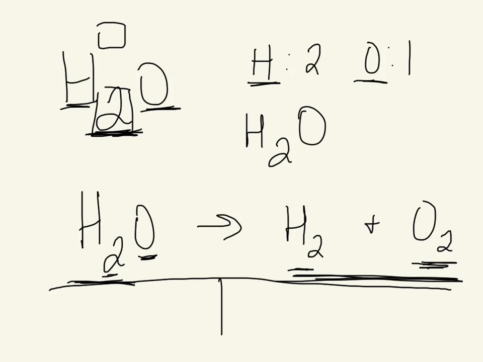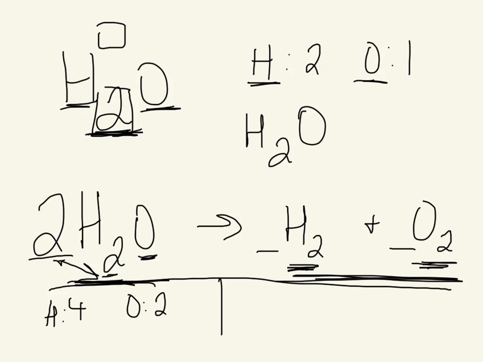So what I would do, and the only thing you can do, is write big coefficients in front of each compound. I put a big 2 in front of the water. That 2 applies to everything in the water molecule, so you multiply the numbers here. That means I have 4 hydrogen now and 2 oxygen. Over here, on the product side, you can see I only have 2 hydrogen, so now I need to put a big 2 there. 2 times 2 is 4, so I have 4 hydrogen.